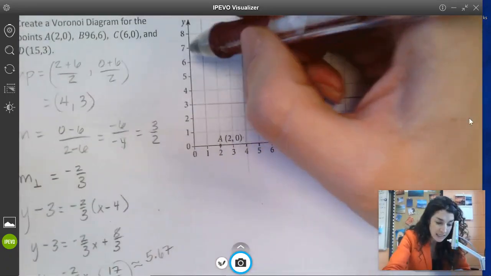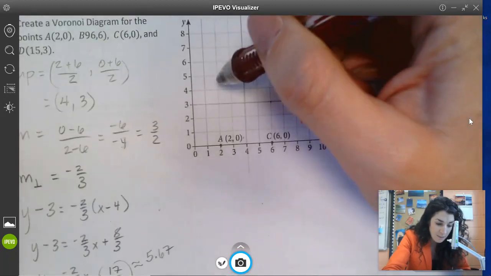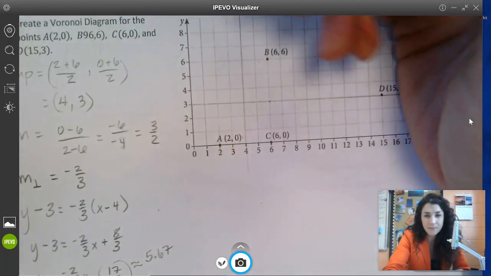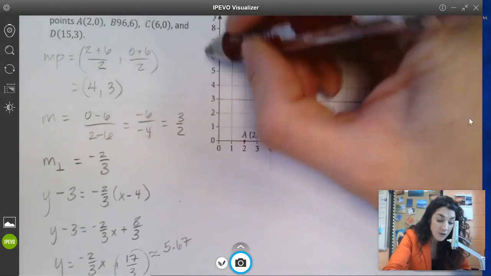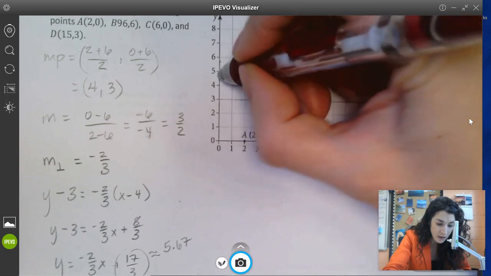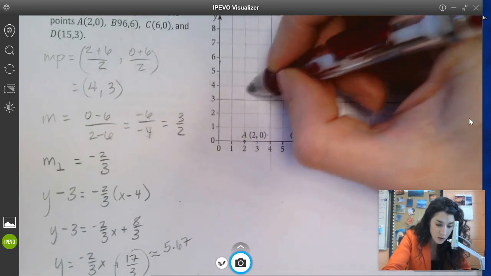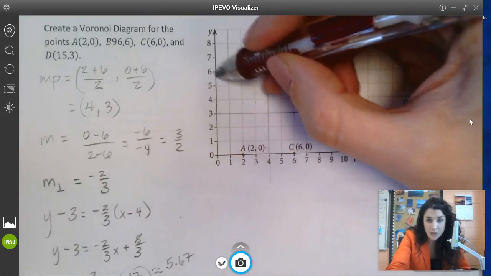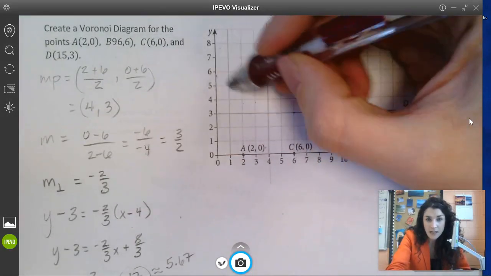So 5.67 would be like here-ish. Also, I have my midpoint. Let's talk about that for a second. So 5.67 would be here, and then a slope of down 2 over 1, 2, 3 is kind of like that-ish, those 2 points. So it'll look something like this.